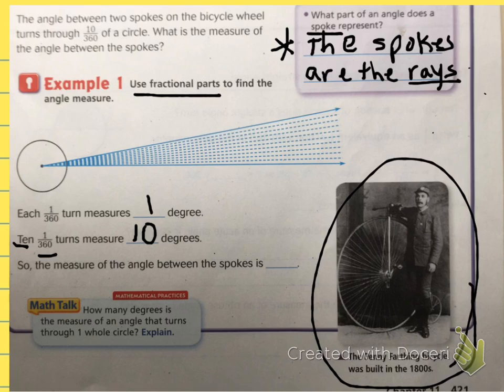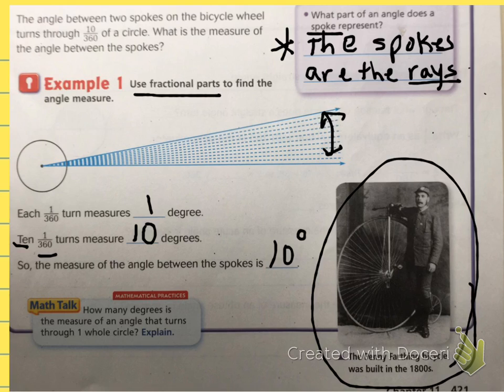Now let's go back to our question. So we decided that based on the center and the rays, each 1/360th turn measures 1 degree. 10 1/360th turns represents 10 degrees. So the measure of the angle between the spokes, between this point and this point, is 10 degrees.